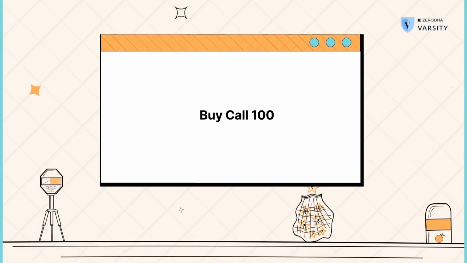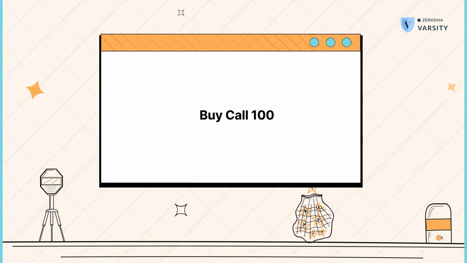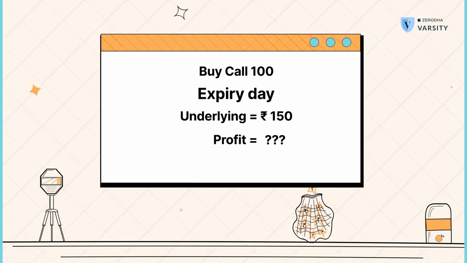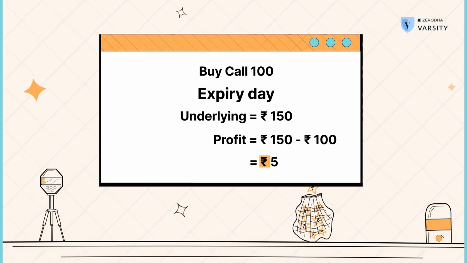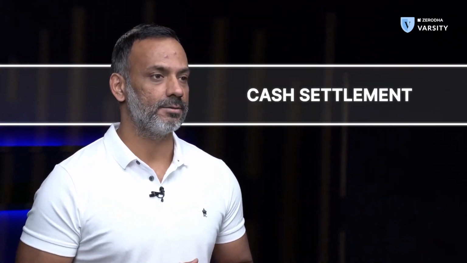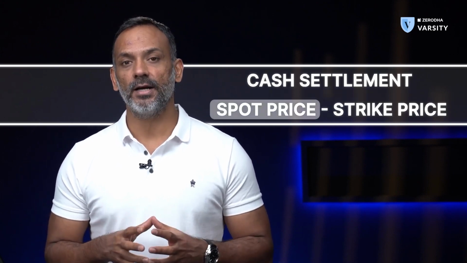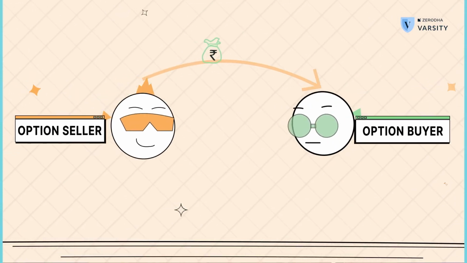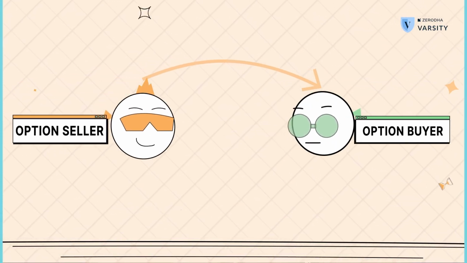Imagine that you buy a call option with a strike price of 100. Upon expiry, the underlying trades at 150. What do you think is your profit in this case? Well, clearly the profit is 50 rupees. Back in the days, stock options were settled in cash, meaning you didn't really have to buy the stock. Whatever is the difference between the spot and the strike, the difference would be directly cash settled to you. In the example that we just spoke about, the 50 rupee difference would be credited to the buyer's account by debiting the seller's account. And with that, the option was deemed settled.